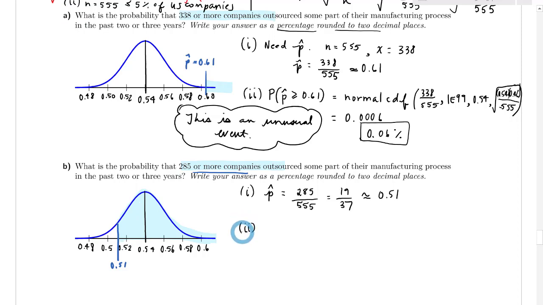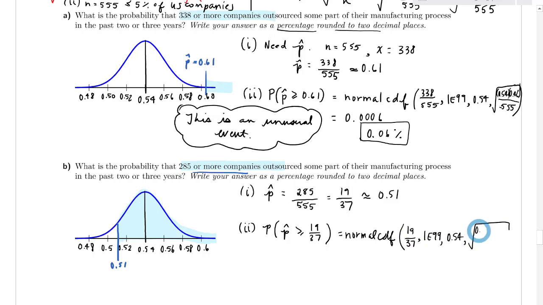So the second part would be to go ahead and write this up and find the probability. So the probability that p hat is at least 19 over 37, or 0.51, is equal to normal CDF, right? 19 over 37, comma, 1E99, because it's to the right, 0.54, and essentially it looks the same as up here, except with this new fraction. 0.54 times 0.46 over 555.